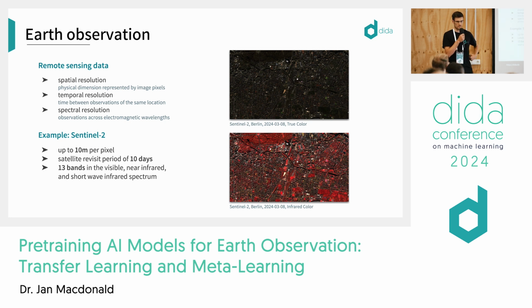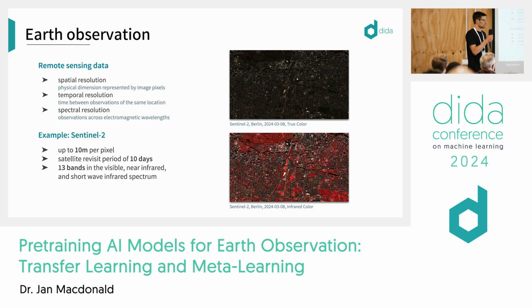Spatial resolution just means how much actual physical distance is represented by the pixels in the image. Temporal resolution is related to the so-called revisit period of satellites. When they orbit the Earth, it takes a while until the same satellite can observe the same spot on the Earth again. And spectral resolution relates to observing different parts of the electromagnetic spectrum.